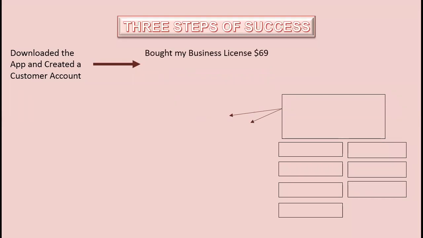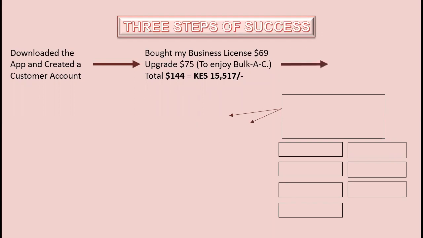And once you do that, create your customer account. When you create your customer account, buy the license. Once you buy the license, that gives you an opportunity to earn from airtime commission and from license commission. And then once you do, upgrade it to 75 US dollars, so that you get access to the third stream of income, which is bulk airtime commission.